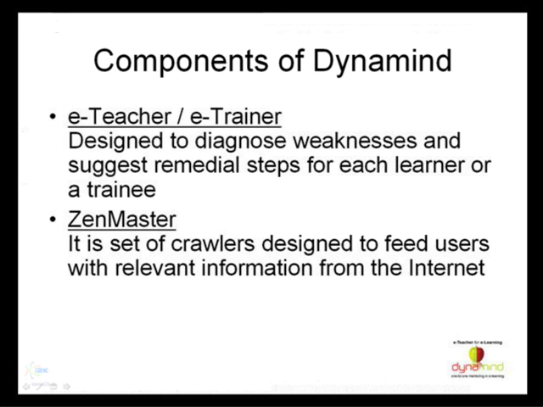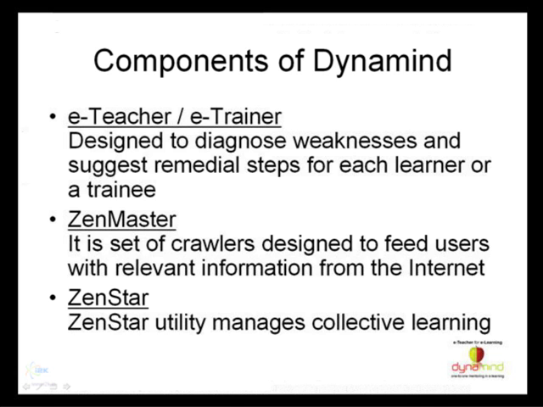ZenMaster is a utility that harnesses Dynamind with the power of resources on the internet. Crawlers keep scanning the internet for relevant information for the learner, and make it available within Dynamind so the learner doesn't waste time with needless surfing. ZenStar is the People's Intelligence Manager. It oversees the collective learning and passes this wisdom to the learner.